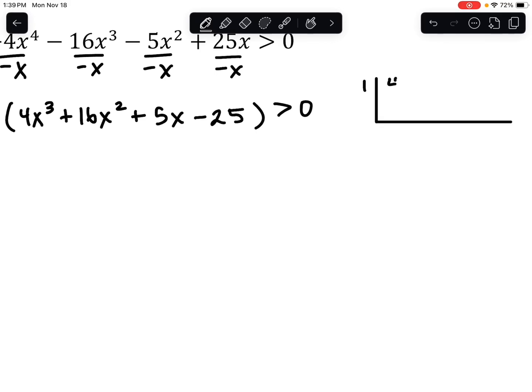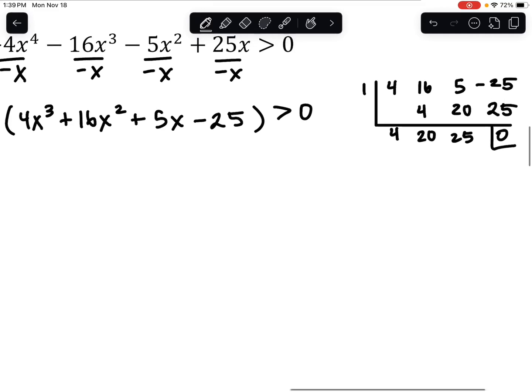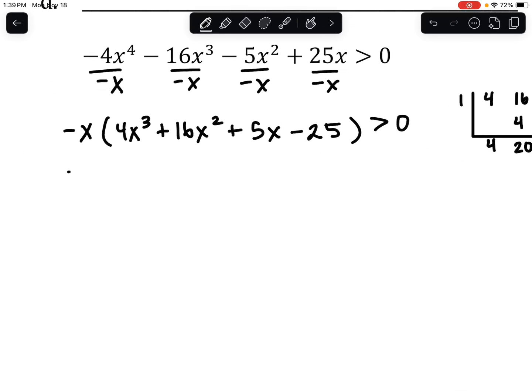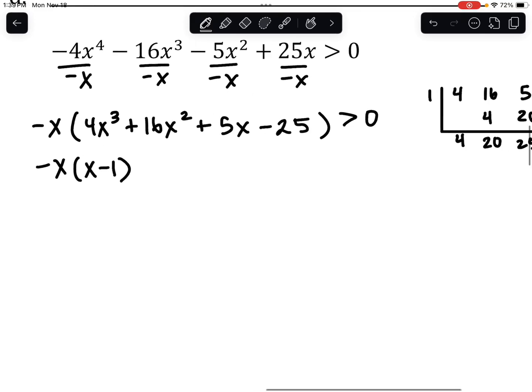And so using the coefficients 4, 16, 5, and negative 25, bring down the 4, multiply, add, multiply, add, multiply, add, and we get a remainder of 0. So that means 1 is a root. And so that means x minus 1 is the factor. So I'm going to go ahead and write down that factor before I forget.